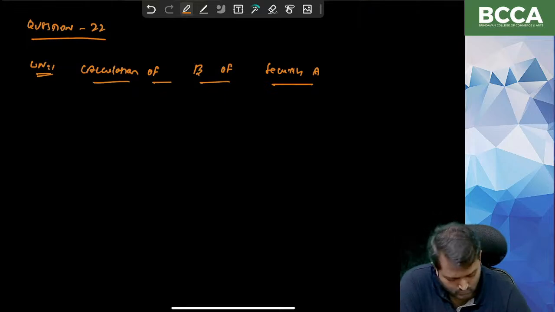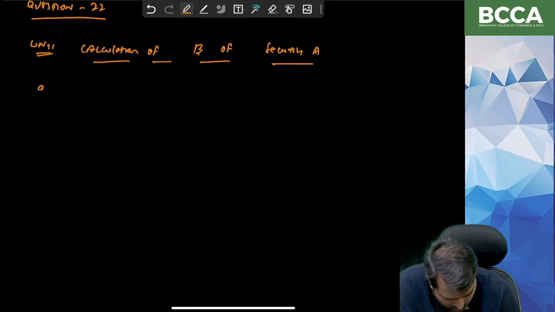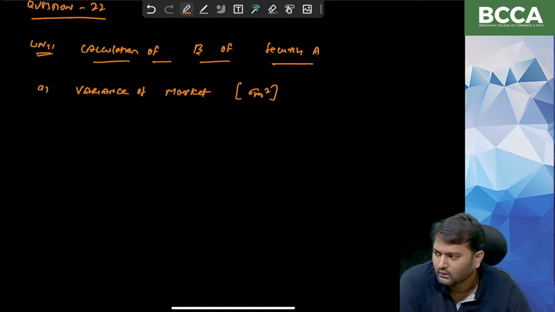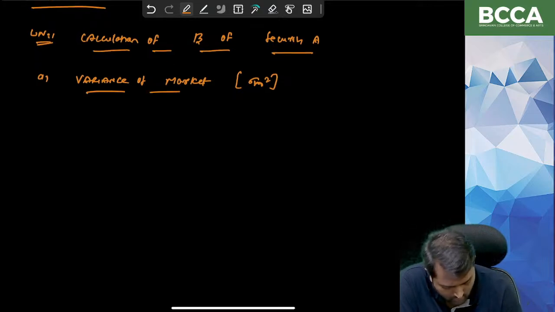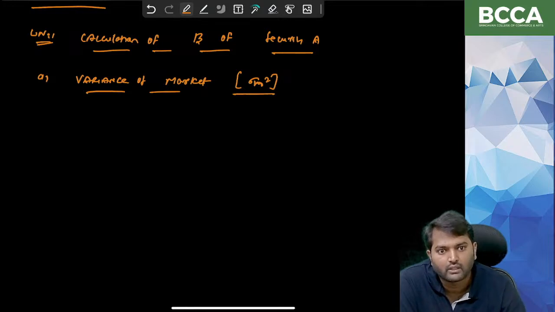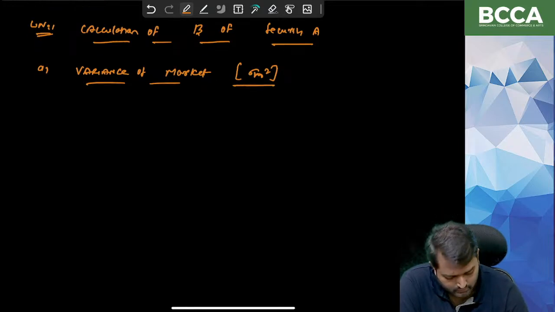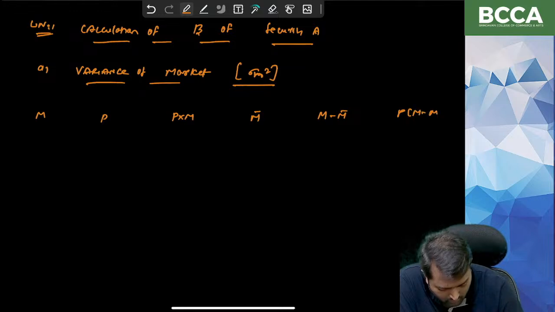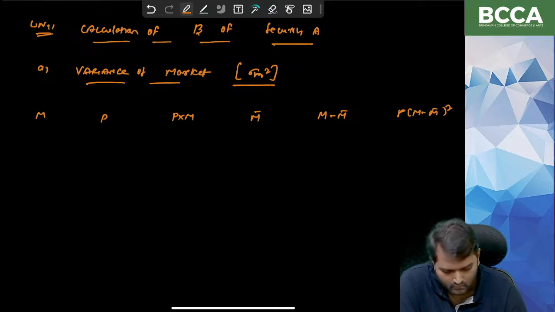Okay. So for that, first we shall start with the variance of the market, that is sigma m square. Variance of a market sigma m square. Yes or no? So what are the columns? Probability is given in the question. So the columns are M, P, P into M, M bar, M minus M bar, P into (M minus M bar) square. Clear?